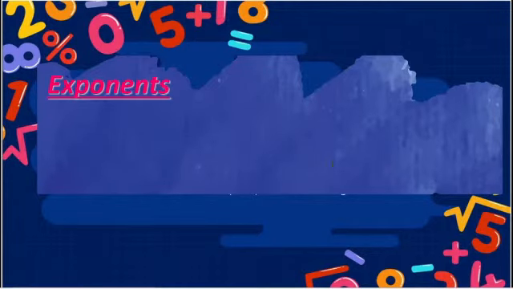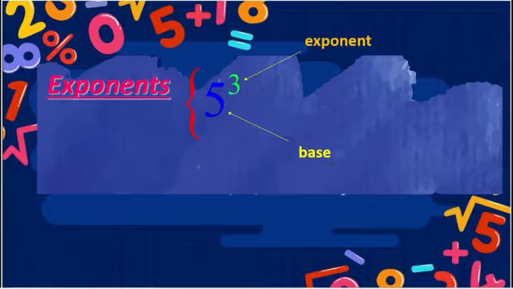Let's start with the basic concept of exponents. Let's say, for example, we are given 5 cubed. 5 here is what we call the base, which is the number to be multiplied by itself. 3 is what we call the exponent, which tells us how many times we multiply the number by itself, or the base by itself.